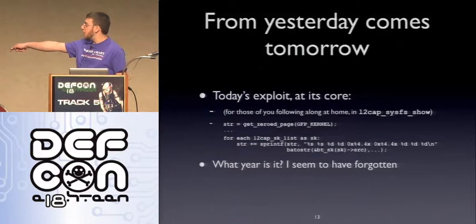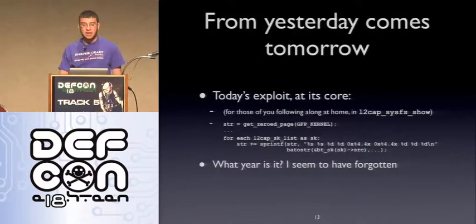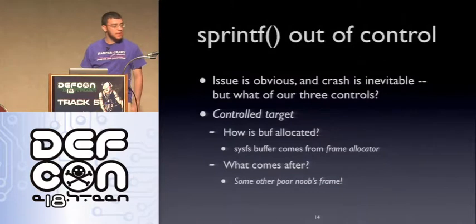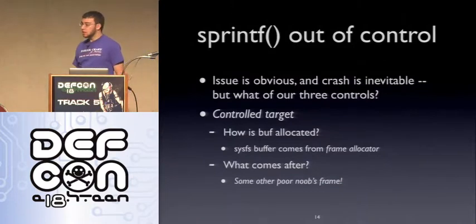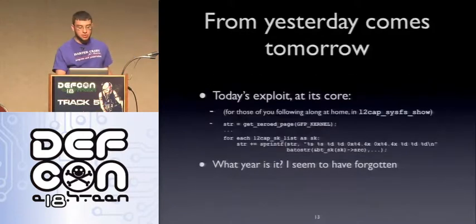For each socket in the L2cap list, we call it sk, str plus equals sprintf into str, and then a bunch of arguments. What year is it? Guys, who does that still? Okay, this is a bit of a problem. We can see how this is going to crash the machine. This is always going to run off the end of that string if we have too much stuff in there. We said get zeroed page, and that's going to be one page long. There's the overflow right there.